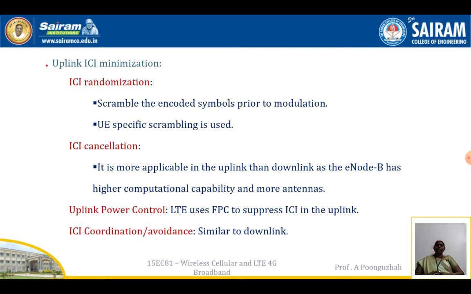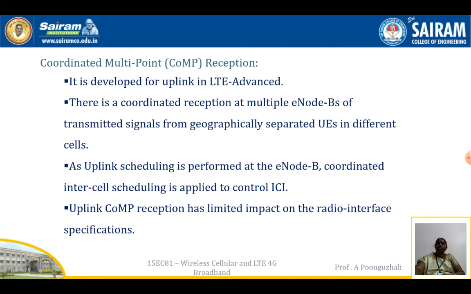Next is ICI cancellation. ICI cancellation is more applicable in the uplink than in the downlink, as the E node B has higher computational capability and more antennas. Next, uplink power control. Your LTE is going to use fractional power control to suppress the ICI in the uplink. So ICI coordination and avoidance is going to be similar to the downlink.